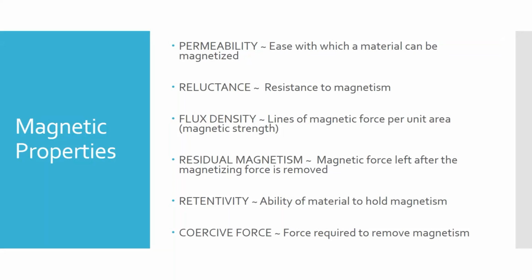Okay. Retentivity is the opposite of that, the ability to hold the magnetism. So iron is highly retentive. Aluminum is not retentive. You see where these are? So permeability and reluctance are opposites. Residual magnetism and retentivity are opposites. And then finally, if we're trying to figure out how easy or hard it is to magnetize something, you have something called coercive force.